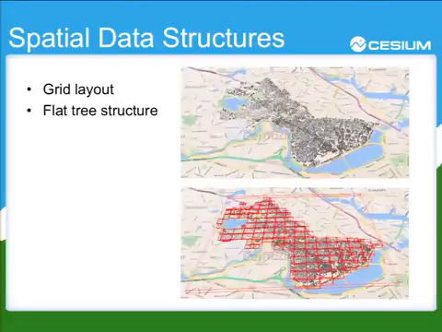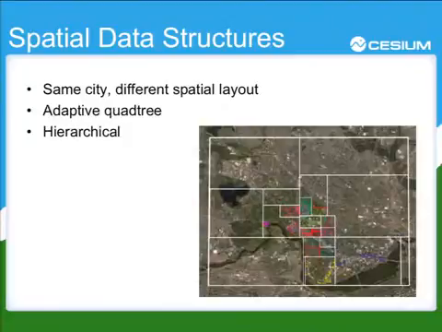Here's an example of the grid layout. You have a single bounding volume for the parent, and then about 50 individual tiles. It's a flat tree structure. And this is actually the same city, rendered from a different point of view, showing the same data organized very differently. Here you have an adaptive quad tree, and it's hierarchical. So it's a lot better for things like culling, where if you're in the top right corner, you won't need to render anything in the bottom left.